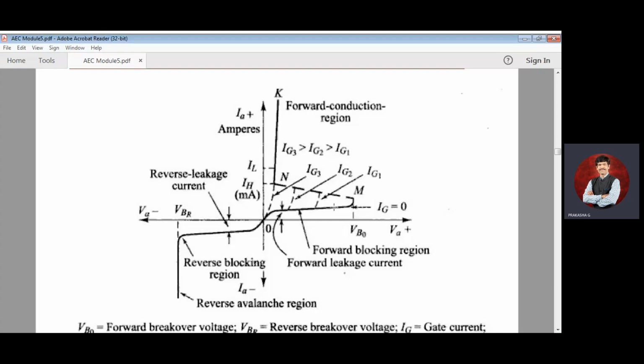During reverse voltage, you are going to get the reverse bias. The way the diode works in reverse bias, the same way it is going to work, because anode is negative and cathode is positive. So it is a reverse bias. Even though you give the gate current here, it will be similar to your PN junction. The normal PN junction is going to work. We are going to have the forward avalanche current, forward leakage current, forward blocking region, and reverse leakage current, reverse blocking region. Everything comes into the picture.